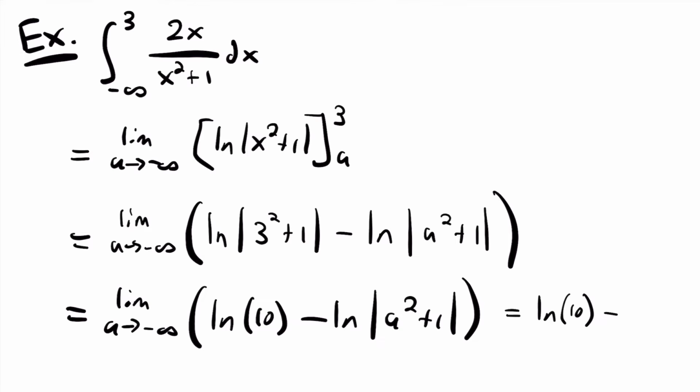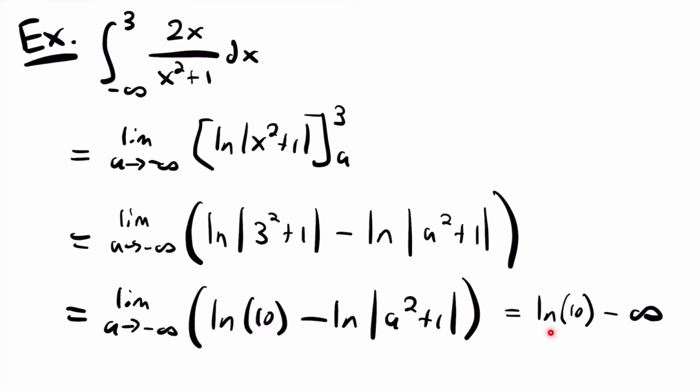As you plug in larger and larger values into the natural log function, it is going to output larger and larger values. And you could test that in your calculator if you'd like. The natural log of 100 is going to be greater than the natural log of 10. And then the natural log of 1,000 would be even greater than that. So as you plug in larger and larger values, the natural log function outputs larger values. And so the natural log of the absolute value of a squared plus 1 is just going to become infinity.